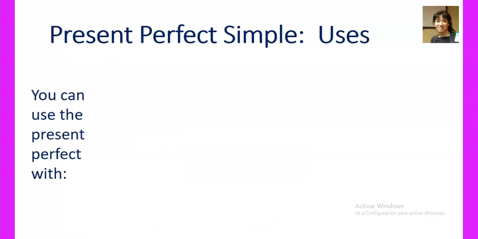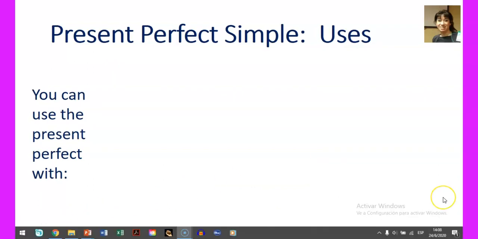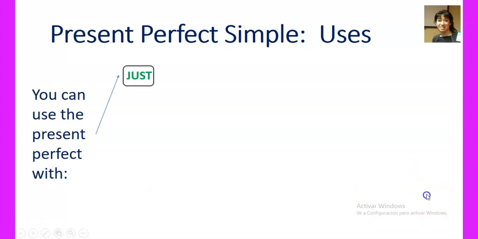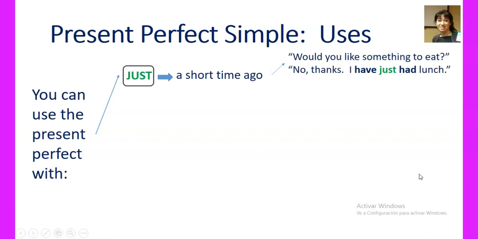Let's take a look at what happens with the tense markers now. One of the tense markers is just. So just means a short time ago. For example, we can say, would you like something to eat? No thanks, I have just had lunch. Another example, hello, have you just arrived? So you see, just is one of the words that is typically used in the present perfect simple.